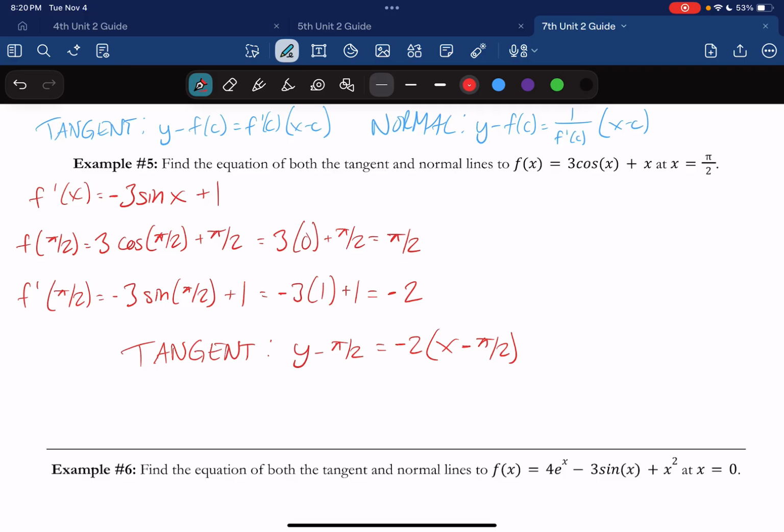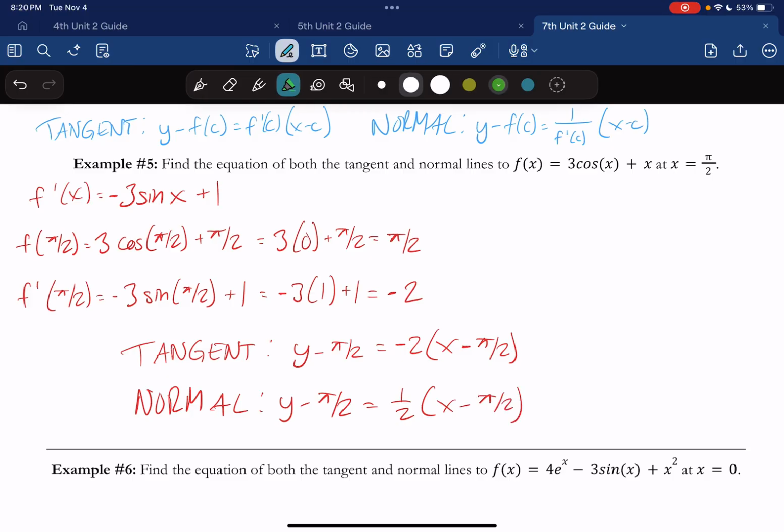And now the only thing that's different from my normal line is I have the negative reciprocal slope. So my normal line equation is y minus pi over 2 is equal to 1/2 times x minus pi over 2. And these are my tangent and normal lines.